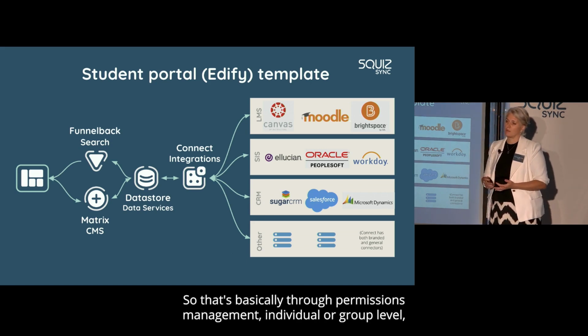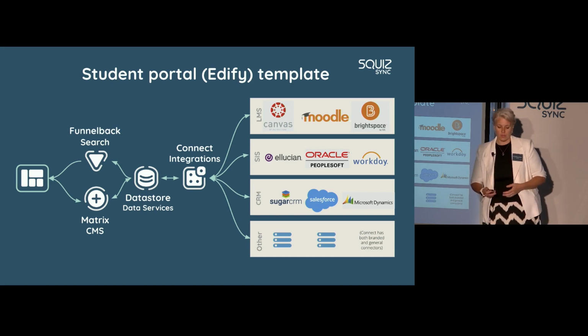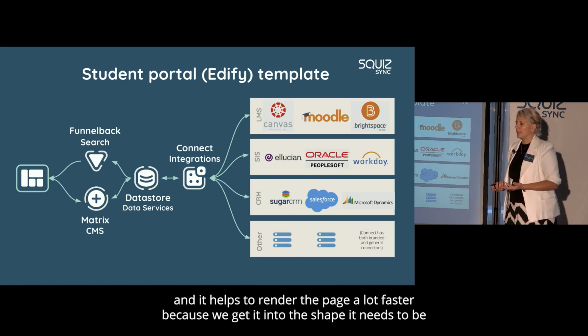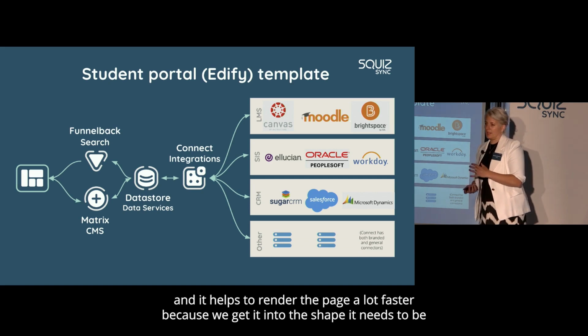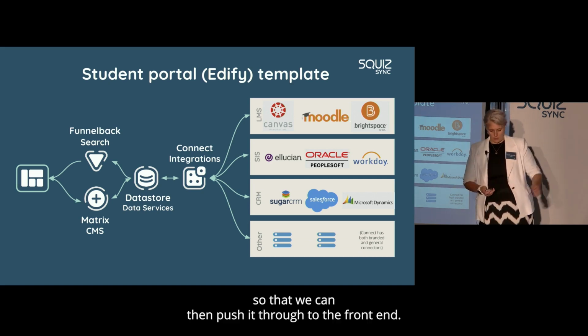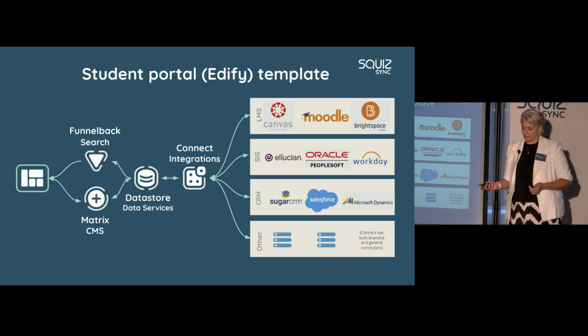That's basically through permissions management at individual or group level. And it helps to render the page a lot faster because we get it into the shape it needs to be so that we can then push it through to the front end.